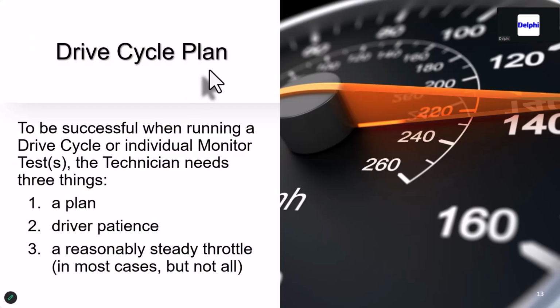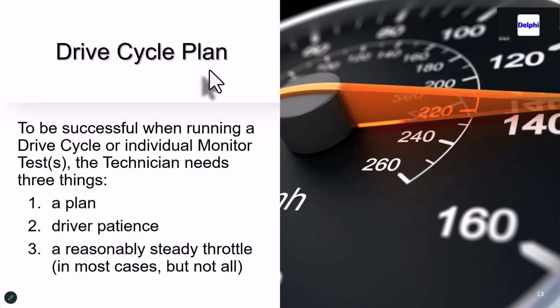To be successful when running a drive cycle or individual monitor test, the technician needs 3 things. A plan, we call that our enable criteria or a drive cycle. The enable criteria, to me, is more important than the drive cycle. Remember, a drive cycle means you turn the key on, you ran all the monitor tests in one key cycle, one trip, and you turned it off and they were done. For most people, that's not realistic. If you have a dyno, that's more a possibility to get them all done in one trip.